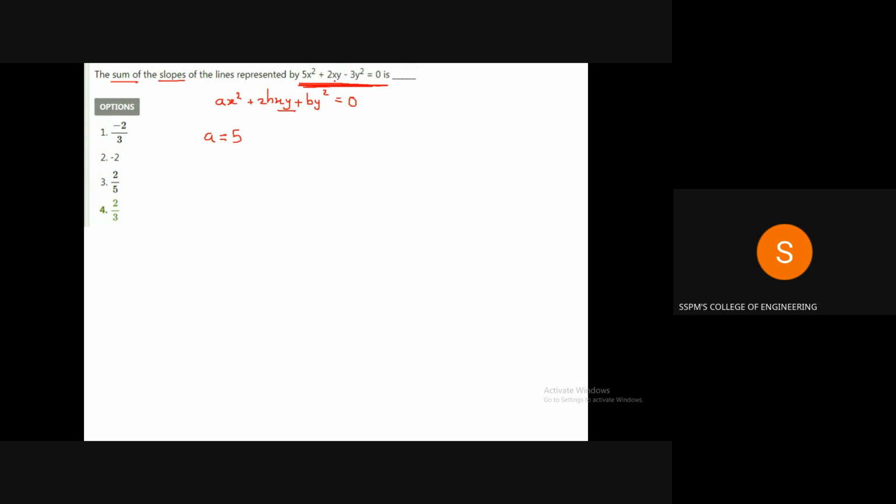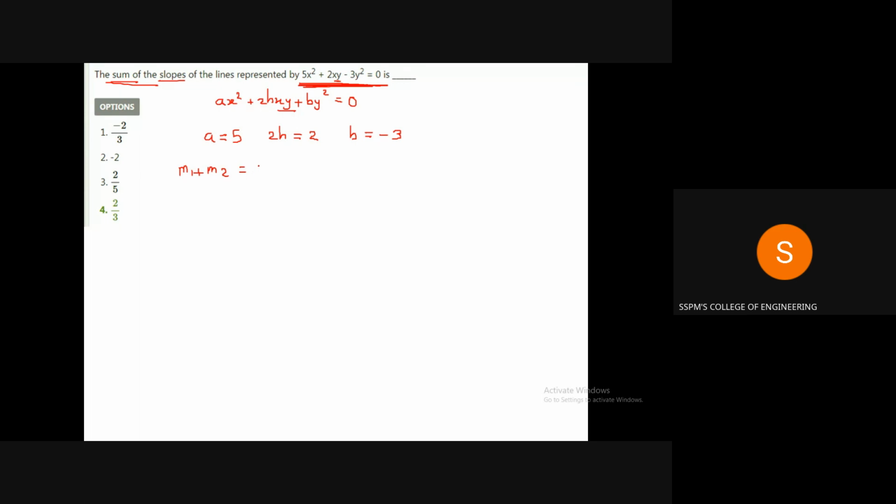So coefficient of xy is, in the standard form it is 2h, and in the given equation it is 2. So 2h is equal to 2. And again, coefficient of y square is, in standard form it is b, and in the given equation it is -3. So these are the values of our coefficients. Okay. a is equal to 5, 2h is equal to 2, and b is equal to -3. So what is asked? Sum of the slopes. Okay. Sum of slopes means m1 plus m2. So m1 is slope of first line, m2 is slope of the second line.